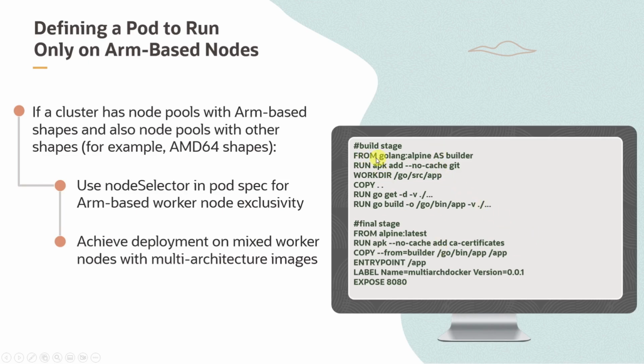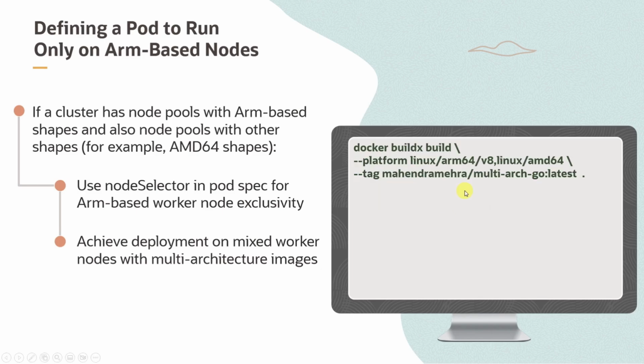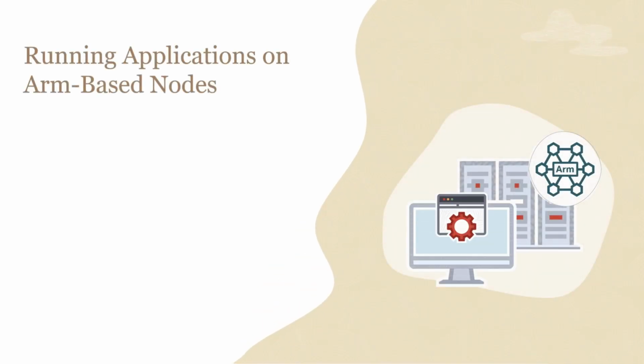As you can notice, one of the images being used is golang:alpine and the other one is alpine:latest. You build multi-architecture images from a single source tree with one image tag that includes images for both x86 and ARM architectures. And you can build multi-architecture images using Docker Buildx, Podman, and tools like Buildah. When working with ARM-based nodes in Kubernetes clusters, there are some essential considerations that ensure a seamless configuration experience.